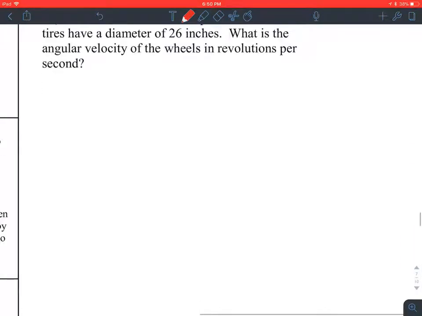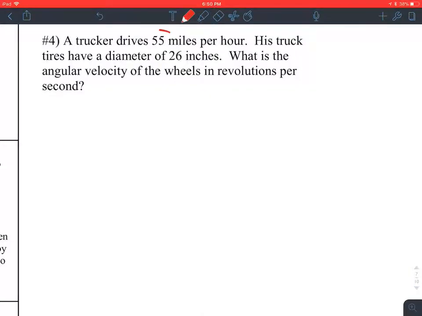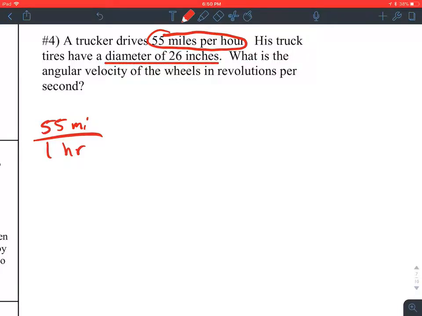Number 4. A trucker drives 55 miles per hour. That's the rate we're going to start with. His truck tires have a diameter of 26 inches. What is the angular velocity of the wheels in revolutions per second? So we need to convert miles into revolutions, hours into seconds.